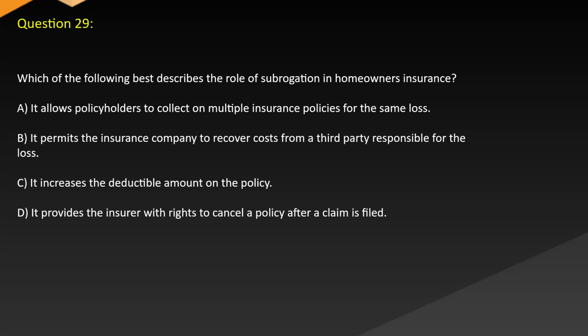Question 29. Which of the following best describes the role of subrogation in homeowners insurance? A. It allows policyholders to collect on multiple insurance policies for the same loss. B. It permits the insurance company to recover costs from a third party responsible for the loss. C. It increases the deductible amount on the policy. D. It provides the insurer with rights to cancel a policy after a claim is filed.